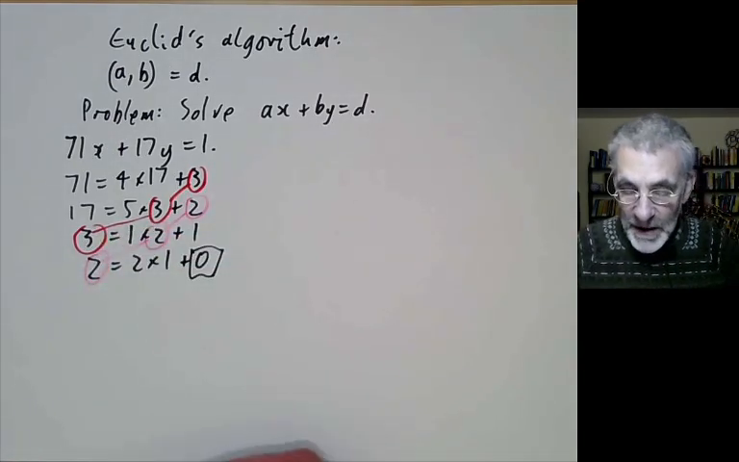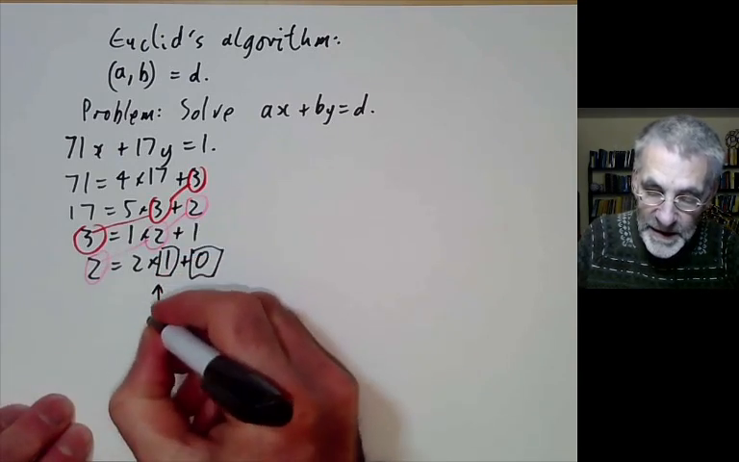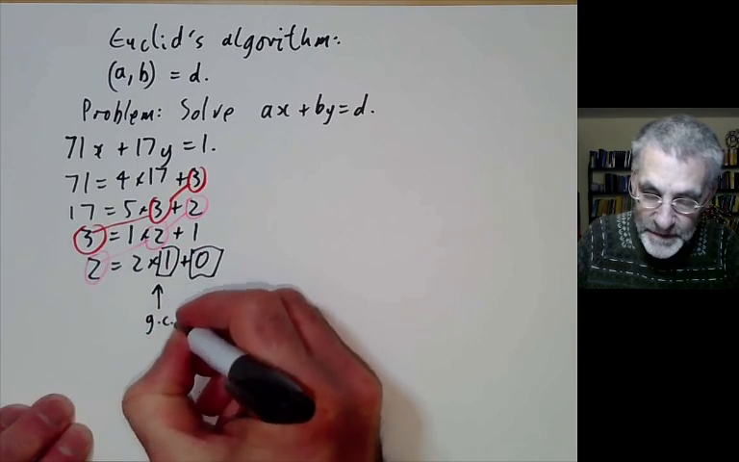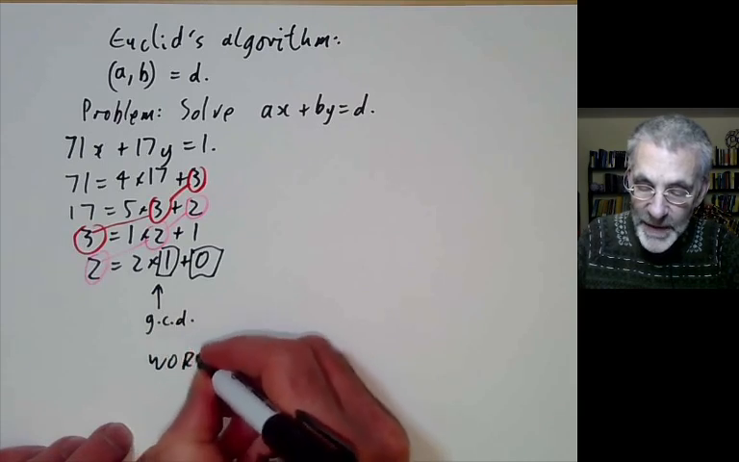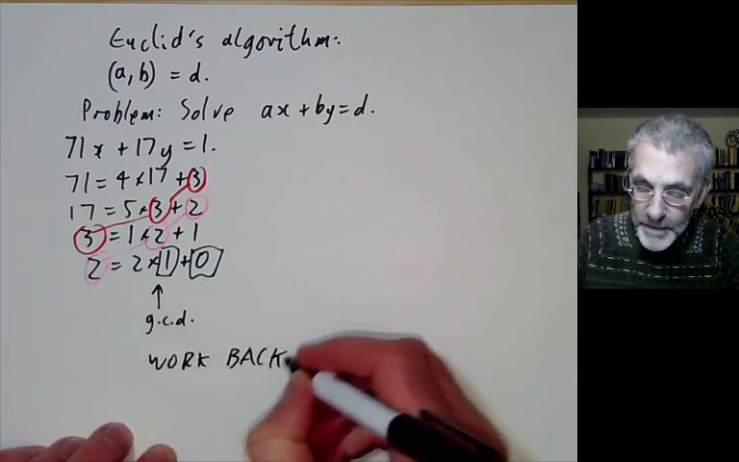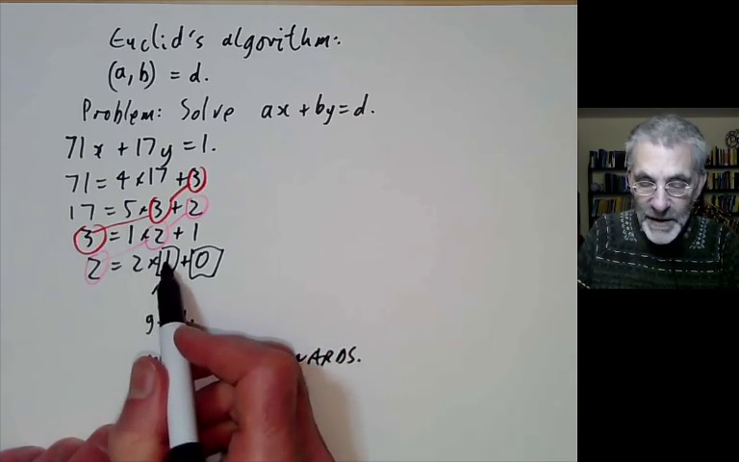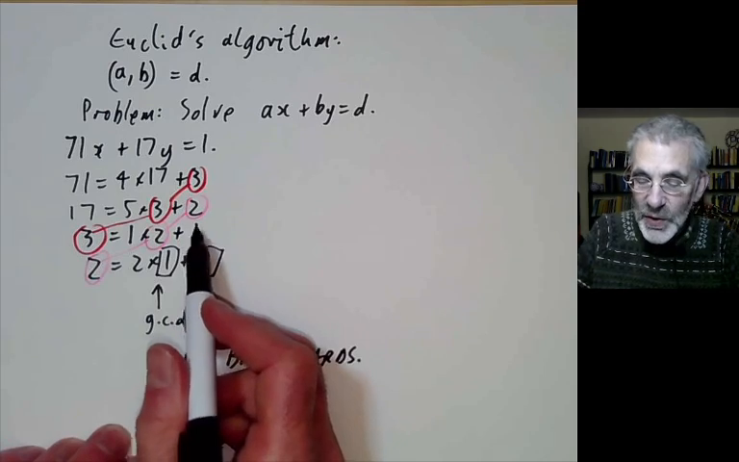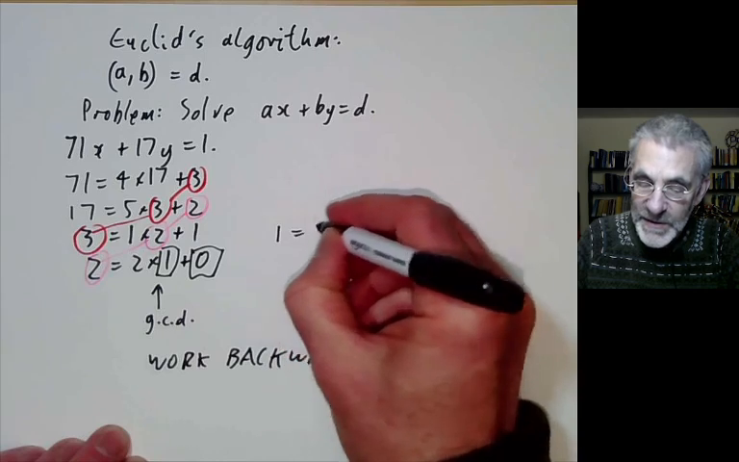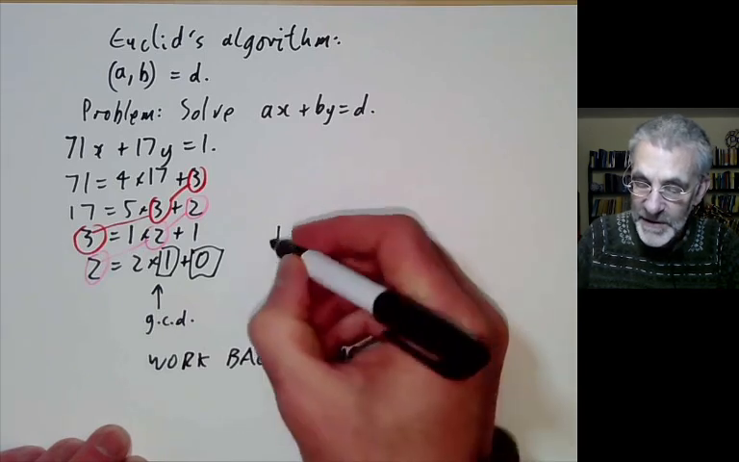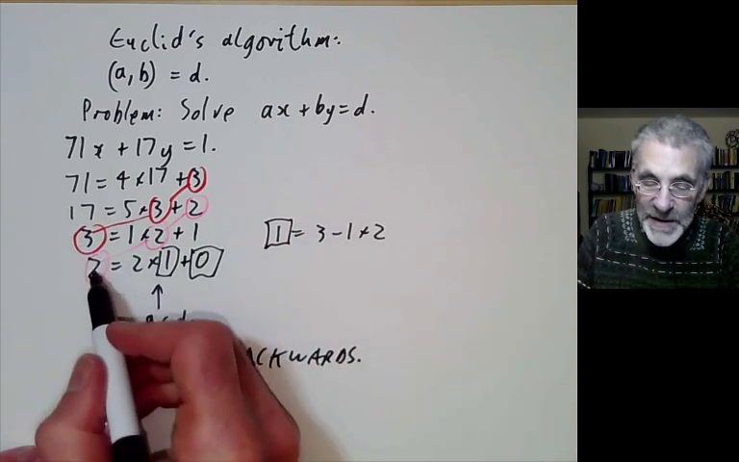And now we know this number here is the greatest common divisor, which is also this number here. Now, the key idea is to work backwards. So we start at the bottom, and we've got the greatest common divisor, it's just 1. And then we can look here, and we can write 1 in terms of 2 and 3. So we write 1 equals 3 minus 1 times 2. So here, this is the greatest common divisor, and we've now written it in terms of these numbers 3 and 2.